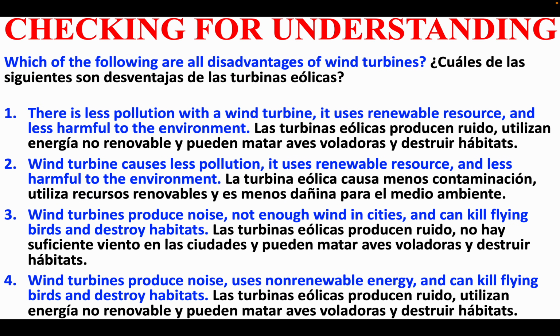So for our checking for understanding, it reads, which of the following are disadvantages of wind turbines? 1, there is less pollution with wind turbines. It uses renewable energy resources and is less harmful to the environment. 2, wind turbines cause less pollution. It uses renewable resources and is less harmful to the environment. 3, wind turbines produce noise, there is not enough wind in cities, and they can kill flying birds and destroy habitat. 4, wind turbines produce noise, use non-renewable energy, and can kill flying birds and destroy habitat. And the question is, which of the following are disadvantages of wind turbines?